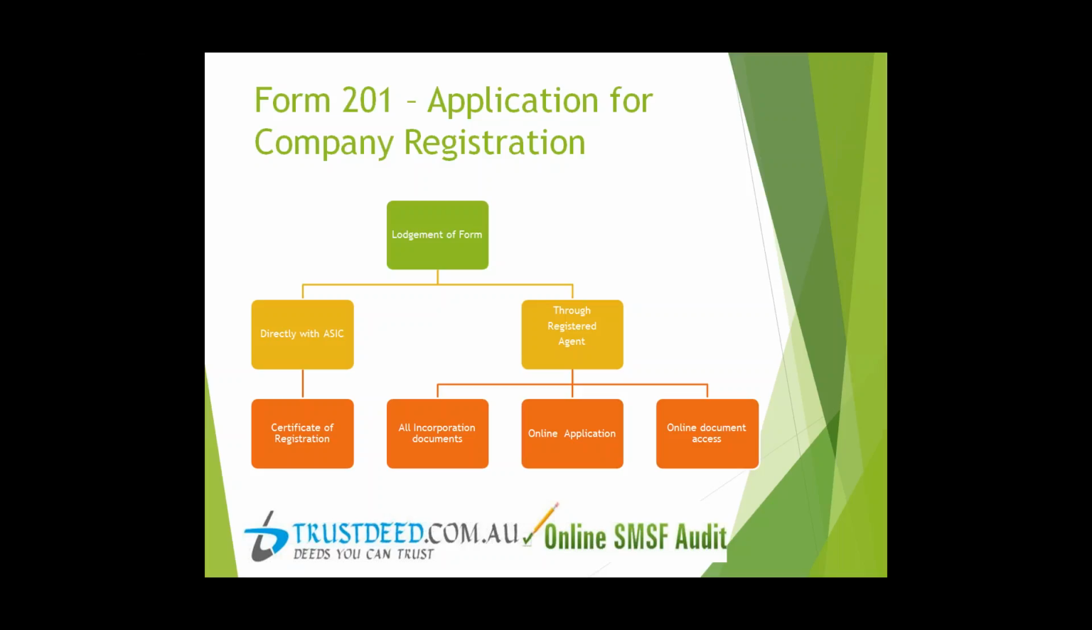You can lodge the company registration form directly with ASIC or by using the services of ASIC approved registered agents like us. When you lodge Form 201 directly with ASIC, you will have to file the form in paper and mail it. On registration of the company, you just receive a certificate of registration of your company, and the process is very time consuming and complicated, especially for first timers. The other way of company registration is by doing it online using the services of ASIC approved registered agents like us.